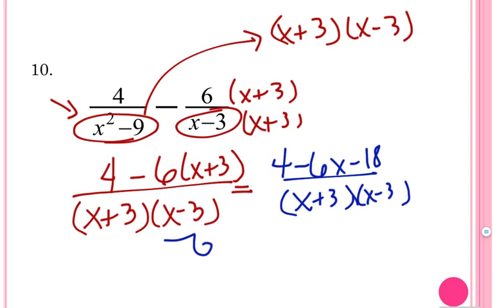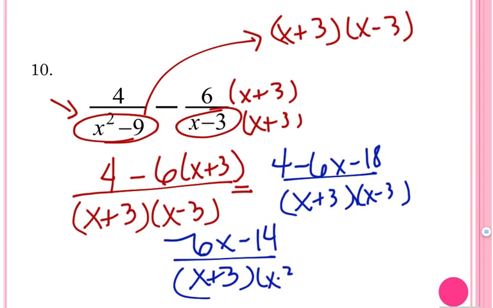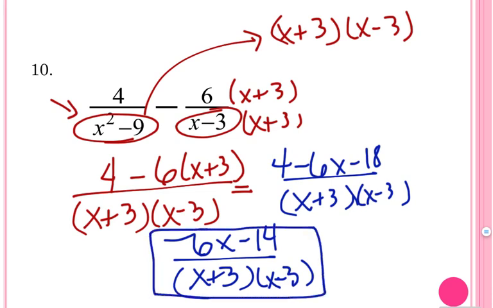So it's going to be negative 6x minus 14 over x plus 3 times x minus 3. I want to double check and make sure that I can't simplify it anymore. The numerator could be factored, but not into anything that's useful. So I don't need to worry about it, and that would be my answer.